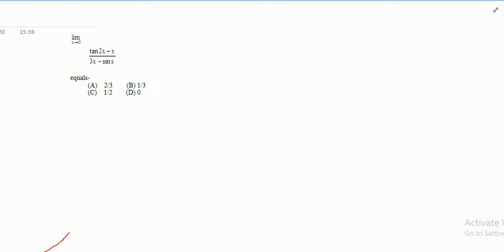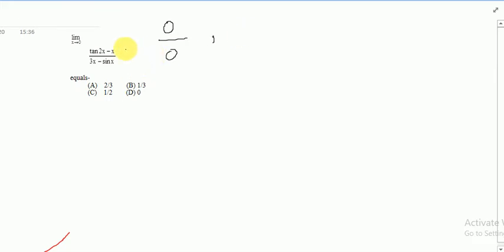Here it is limit of x tends to 0, tan 2x minus x divided by 3x minus sin x. If you apply x tends to 0, it will be tan 0 which is 0, minus 0, divided by 3 into 0 minus sin 0. Therefore, which form is it? 0 by 0 form. Therefore, L'Hospital rule may be applied here. L'Hospital rule means we need to differentiate numerator as well as denominator separately.